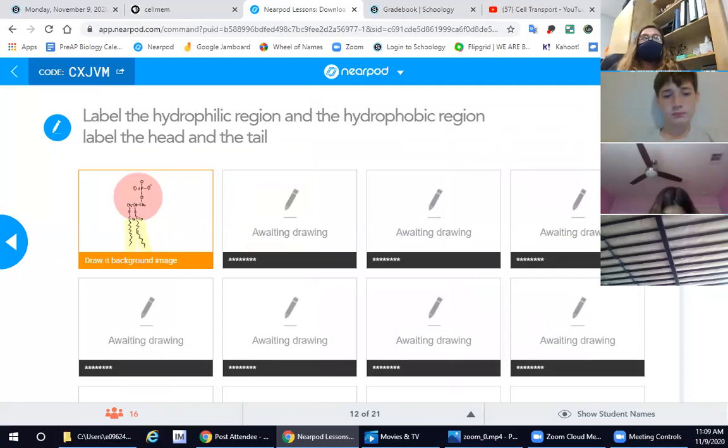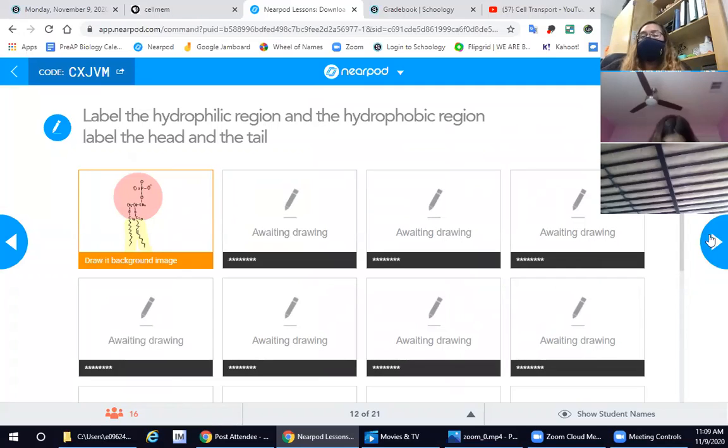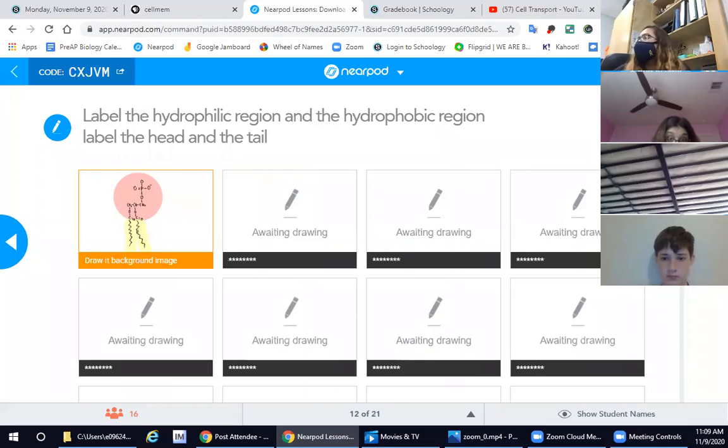All right, so go ahead and label the hydrophobic and hydrophilic region. Also label which one's the head and which one's the tail. We just went over this, so hopefully it's fresh in your head if you're paying attention.